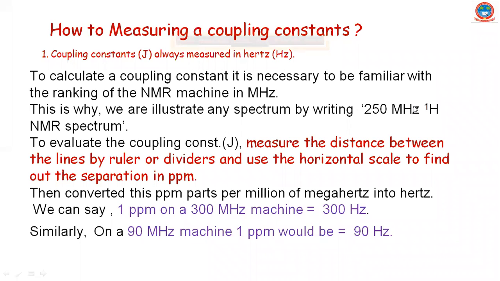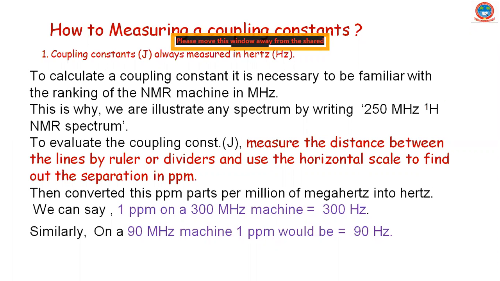find a 250 megahertz HNMR spectrum, sometimes you find a 300 megahertz HNMR spectrum. Sometimes you find one of the compounds recorded at 700 megahertz. So you are getting the point. That is the ranking of machines, resolution. As the number increases, resolution increases.